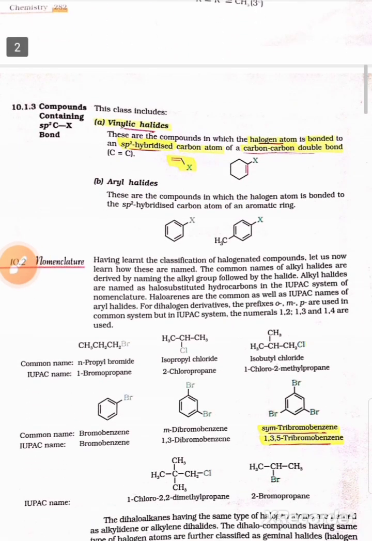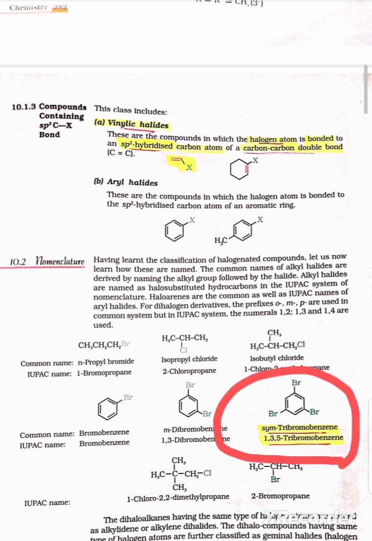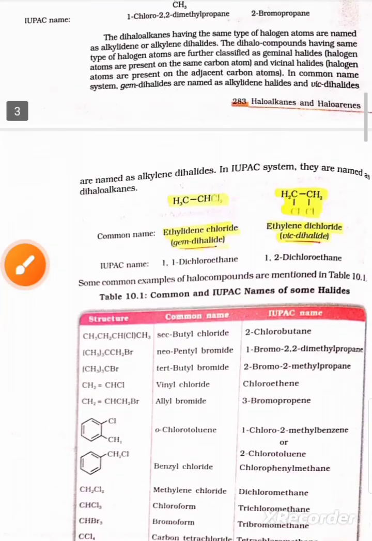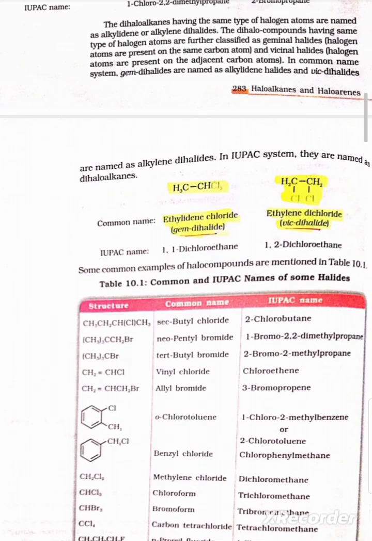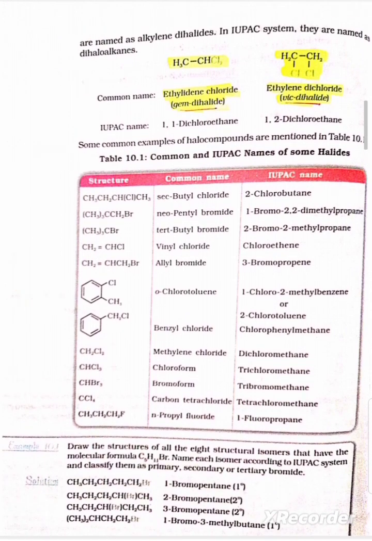In the next page, we are going to learn about vinylic halide. In vinylic halide, the halogen atom is bonded to an sp2 hybridized carbon atom. Okay, sp2 hybridized carbon atom means having a carbon-carbon double bond. Also in this page, there is one compound called sym-tribromobenzene. Its IUPAC name is 1,3,5-tribromobenzene.